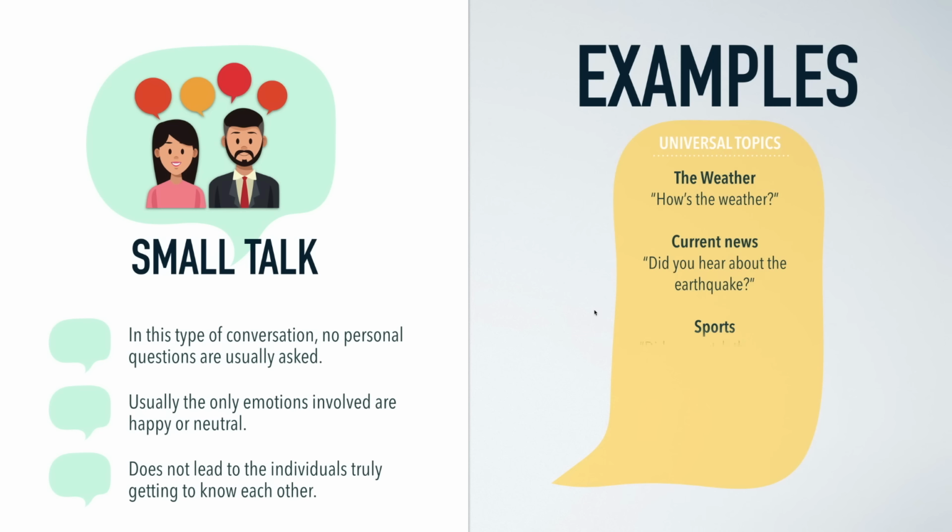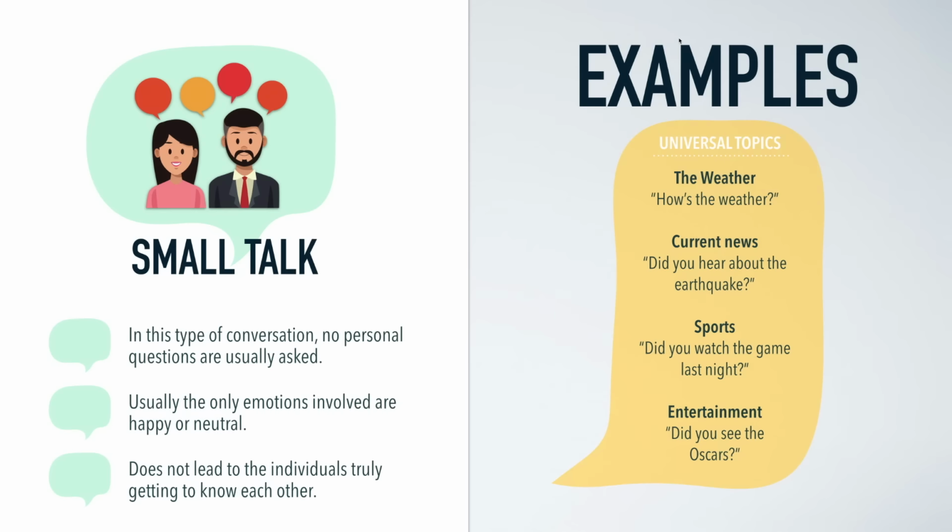So here we go. Some example topics, and you all gave some great ones. You guys actually gave everything that I had in my notes right here because you said movies for entertainment. So look, here we go. Some examples. About the weather, you can say, how's the weather? For current news, hey, did you hear about the earthquake? For sports, you can say, did you watch the game last night? And then for entertainment, you can say, hey, did you see the Oscars?